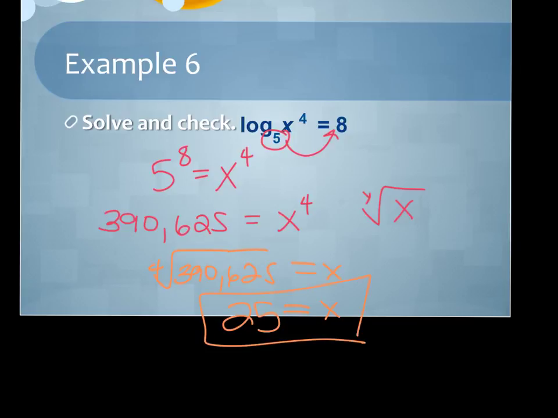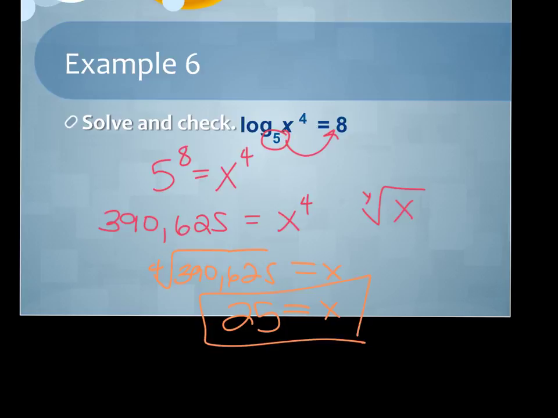And then it says to check it. So if I plug 25 back in, I would do 25 to the power of 4, which gives me that 390,625. And then I would do log base 5 of that, or I would do log of 390,625 divided by the log of 5. And I should end up with my 8.